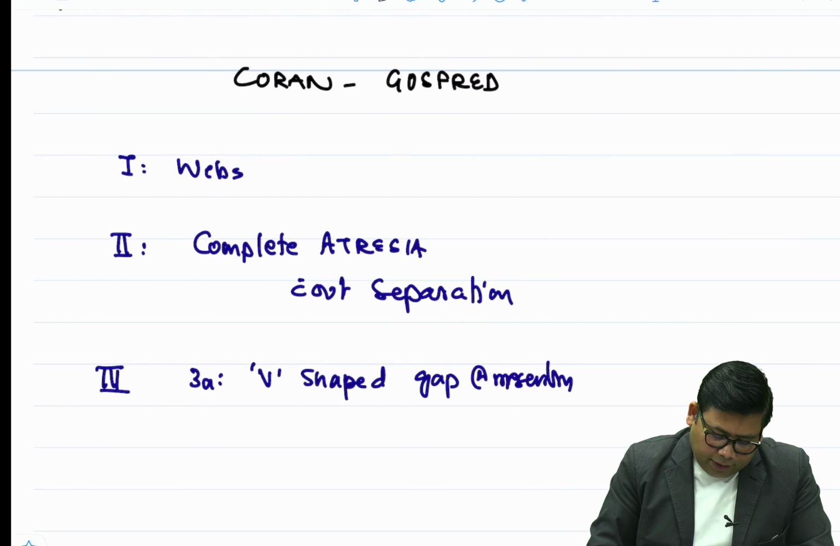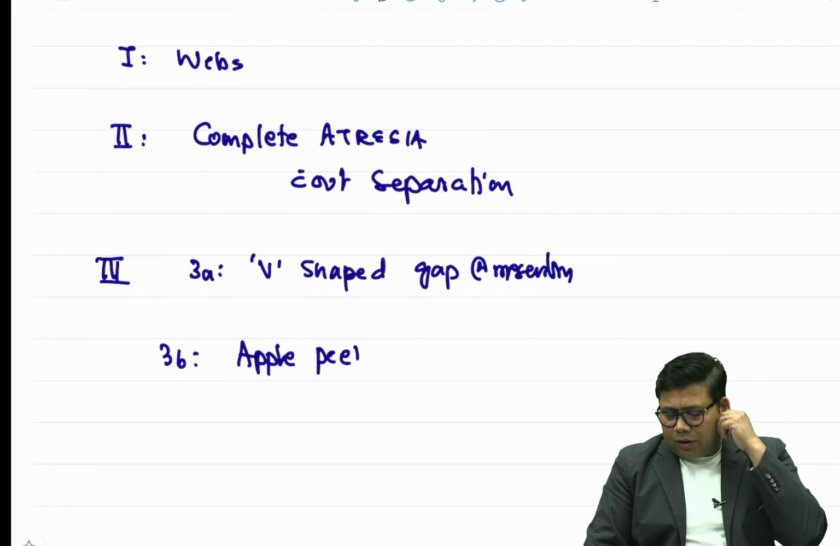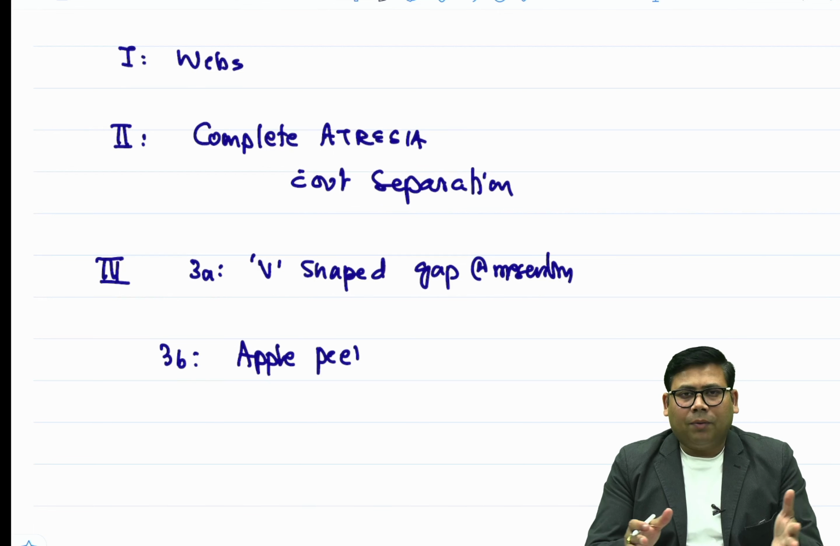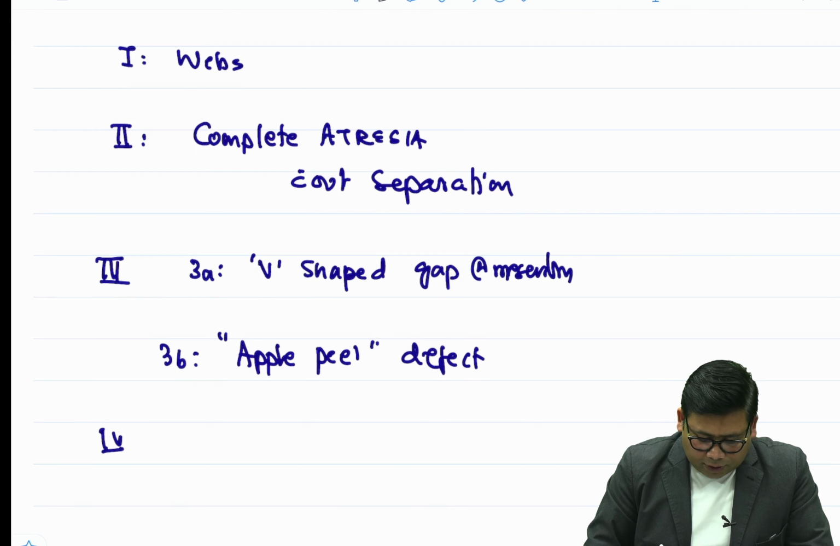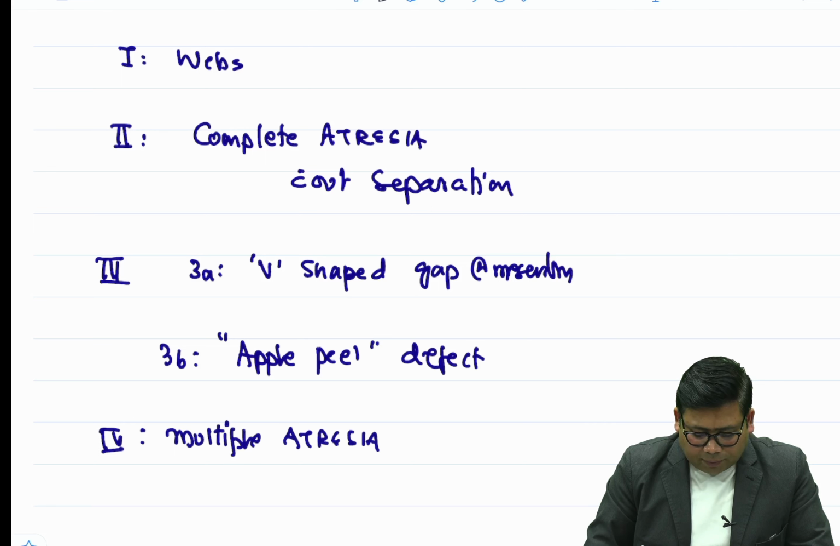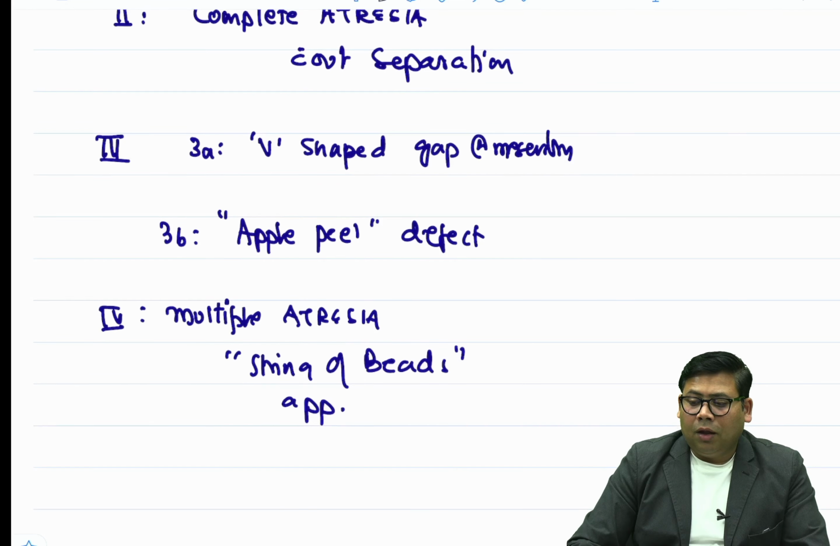This is one. And then type 3B is apple peel defect. I have recently discussed this apple peel question on social media, and many times in class also. And then type 4 is multiple atresias, or you can say string of beads appearance. These are certain important things that we need to understand.